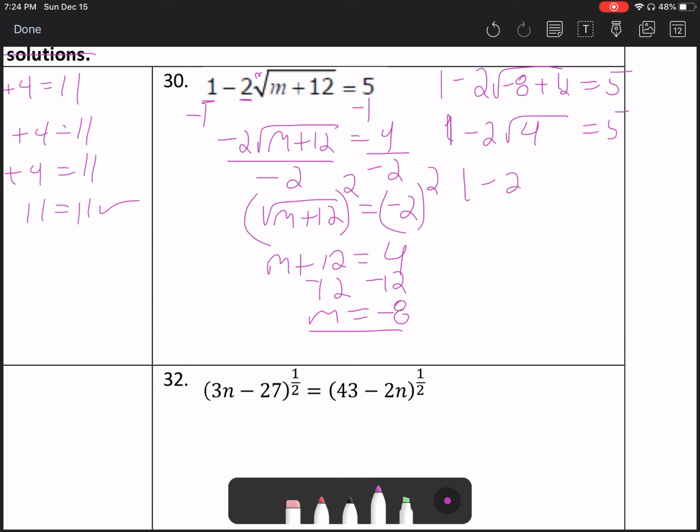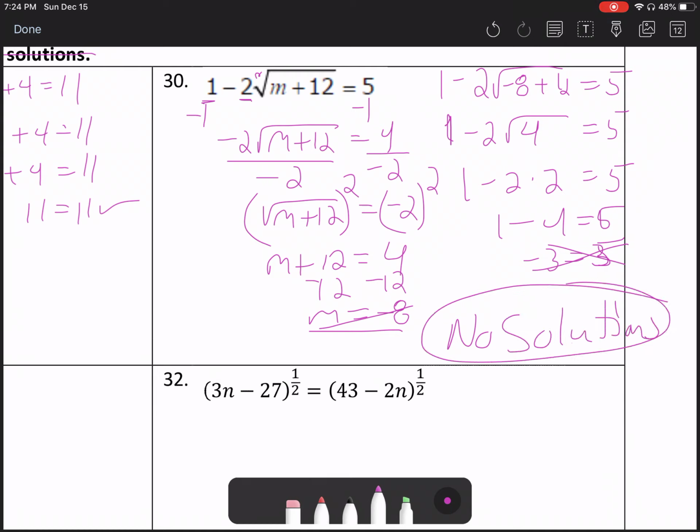1 minus 2 times 2 is equal to 5. 1 minus 4 is equal to 5. And I end up with negative 3 is equal to 5. That is not true. So this right here cannot be the answer. So this is no solutions. And that's why it's important to check. Otherwise, you're going to lose points.